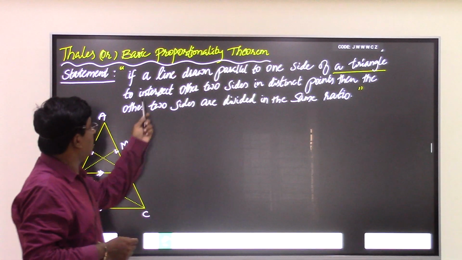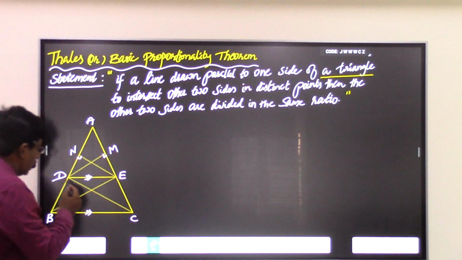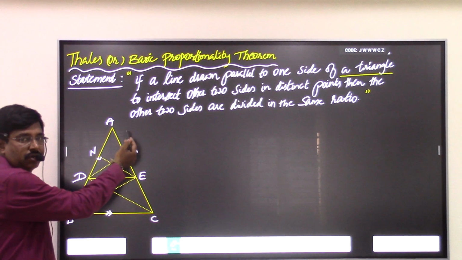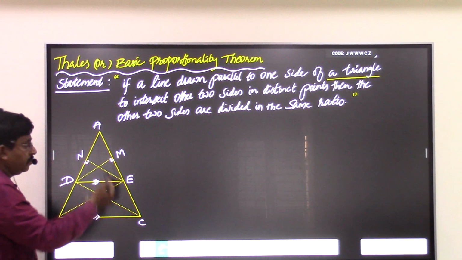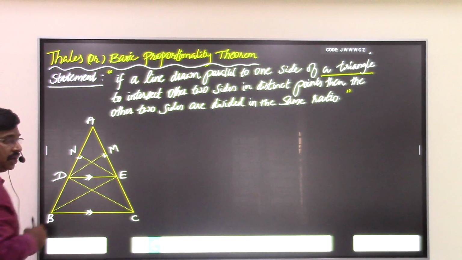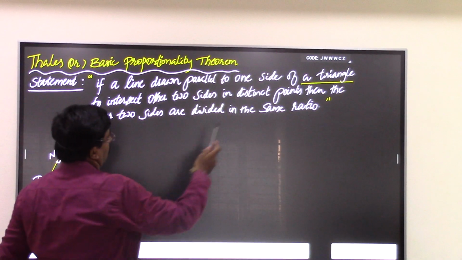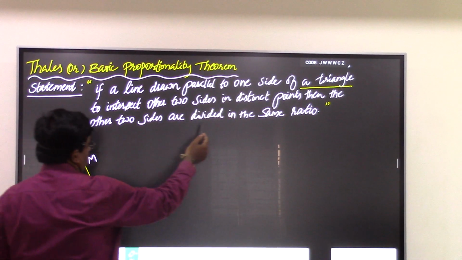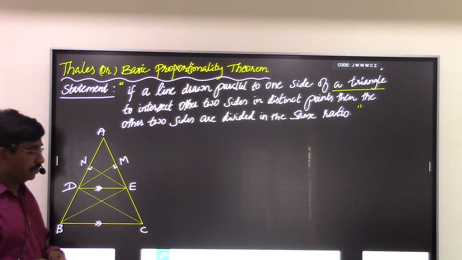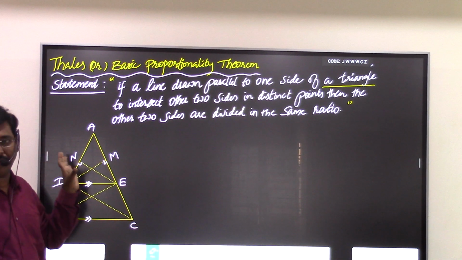If we draw that line, it intersects the other two sides in distinct points. What are the other two sides here? AB is one side and AC is another side. These two sides are intersected at points D and E. Then what do we have to prove here? Then the other two sides are divided in the same ratio. That is AD by DB is equal to AE by EC.